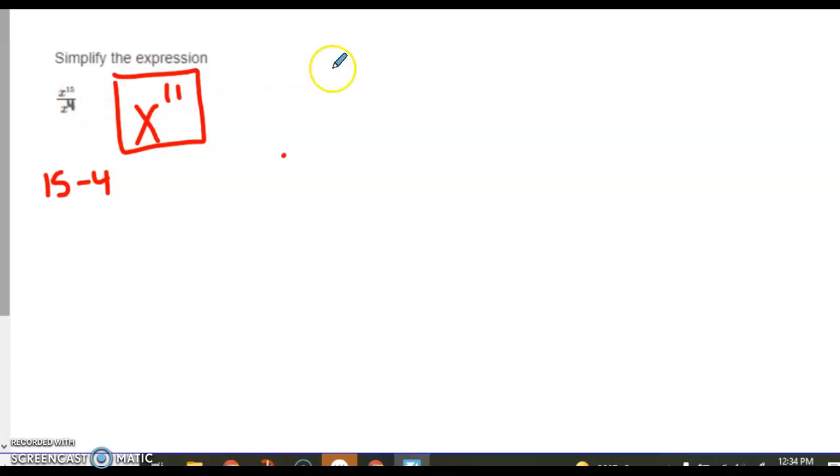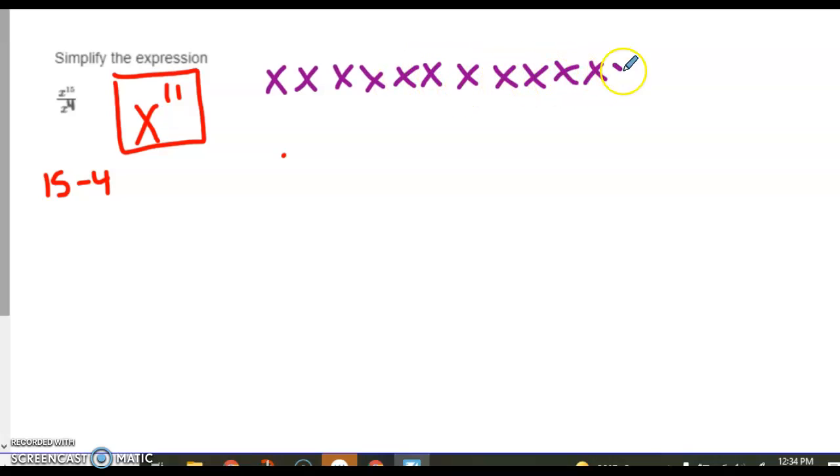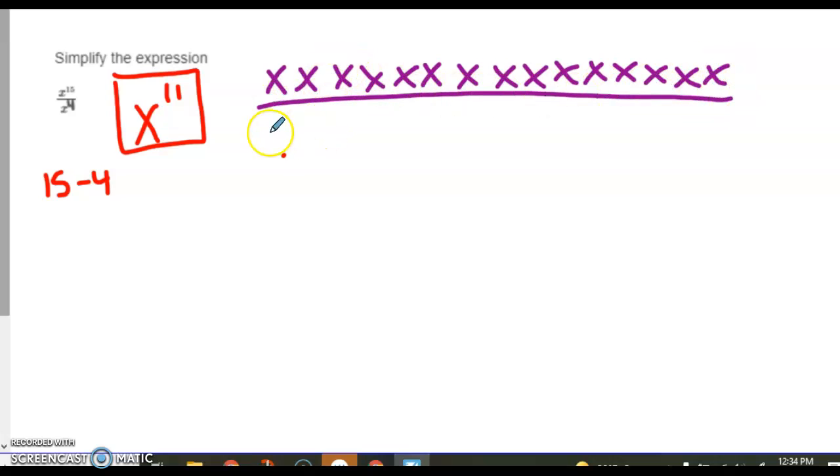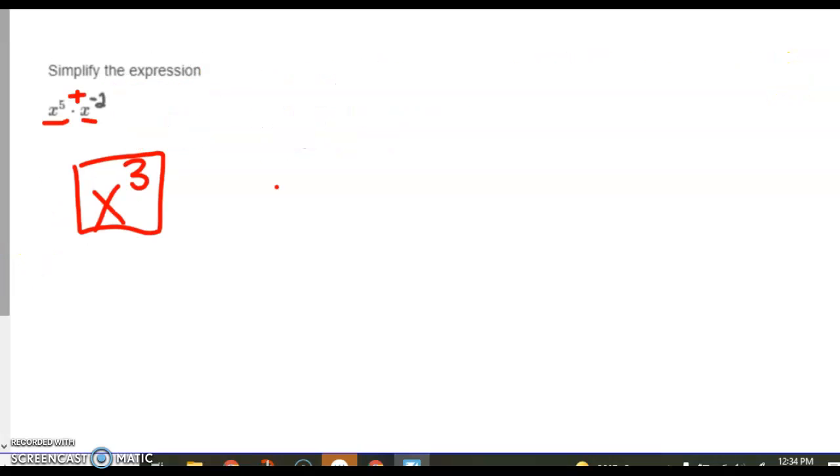And I want to go ahead and show you one other way to do this. You could write out 15 x's on the top. And then you could write out 4 x's on the bottom. And then you could eliminate anything that will eliminate. And then you just count what's left. And we have 11 x's left on the top. So we would write x to the 11th. I'm going to go back and show you that method here too.